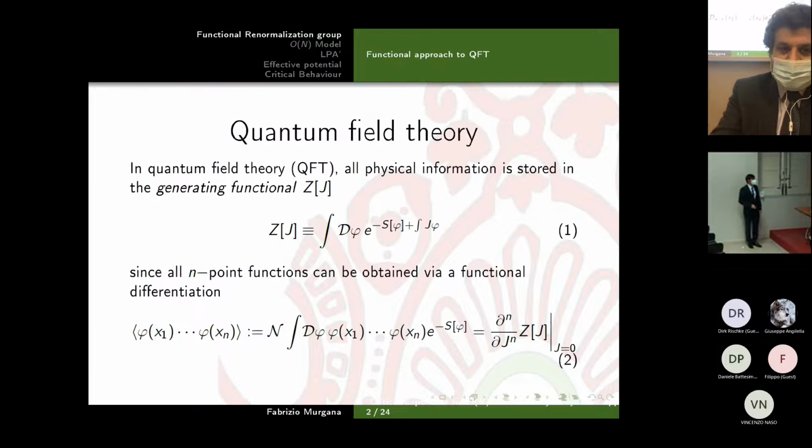So let's start with a brief introduction about quantum field theory, how to approach it with a functional approach. The main ingredient of a quantum field theory is the generating functional Z[J], which depends on the source J. And this is the main ingredient since you can derive all the n-point functions from this functional via functional differentiation. So once you compute Z, you basically solve the theory.